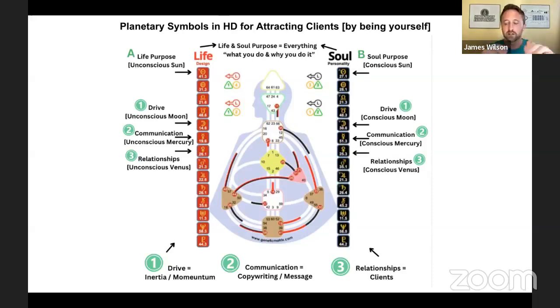So I want to direct your attention first to the top two planetary symbols, which are the sun symbols. They're at the top for a reason, because they're essentially the most important aspect of your chart. It makes up 70% of your chart. It's one of the core aspects of your incarnation cross, your life story. I refer to this as your life purpose and your soul purpose. It essentially answers the question of why you're here, what you do, and why you do it.